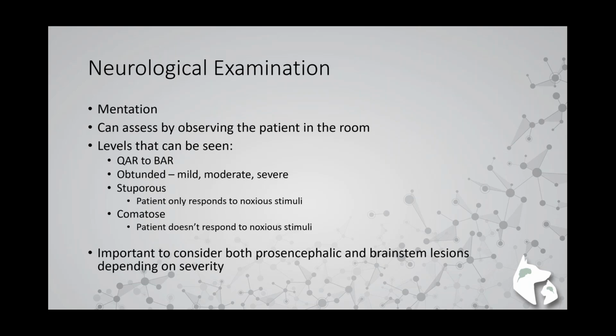The levels that you'll want to be able to say in your neuro exam are: what is the alertness of the patient? So are they quiet alert responsive, or are they bright alert responsive? We'll have some examples here in the next slide. The next one is: is the patient obtunded?